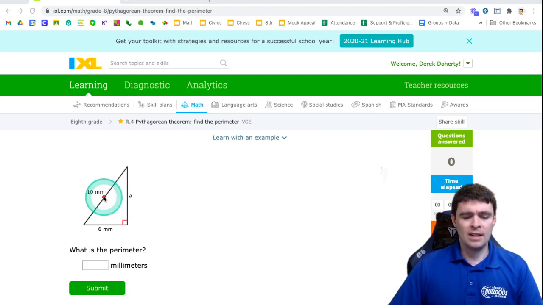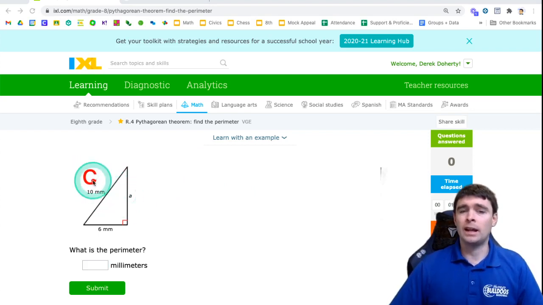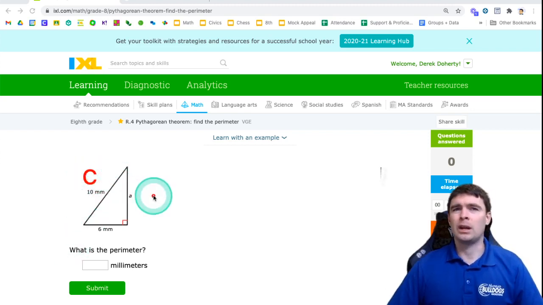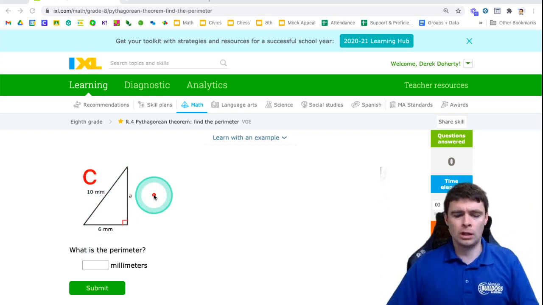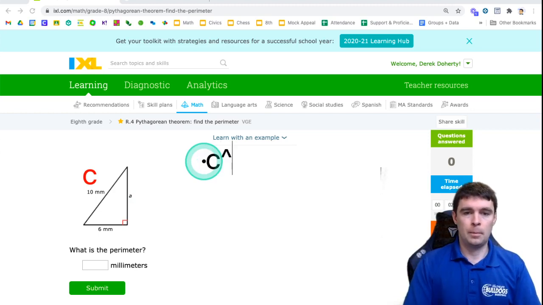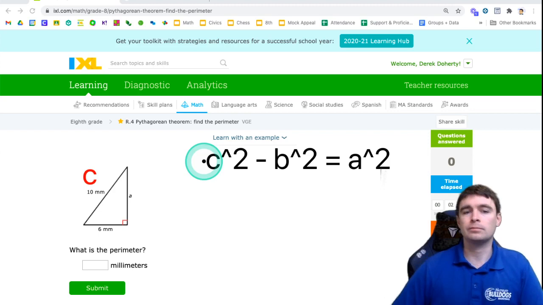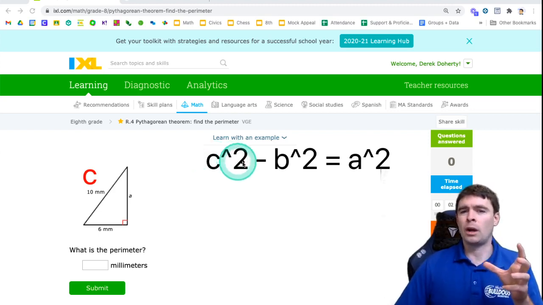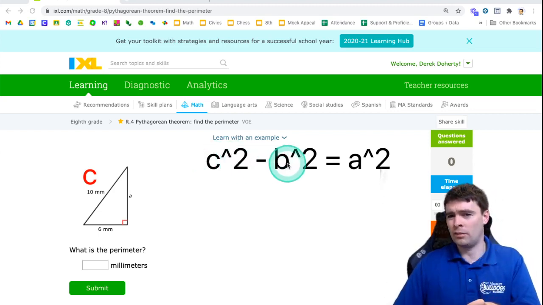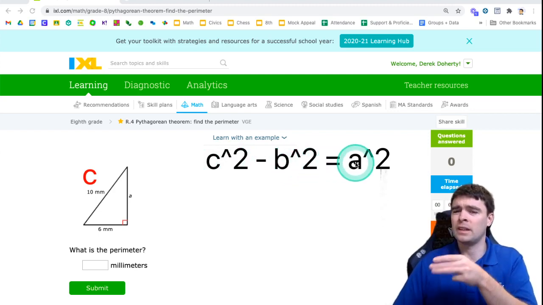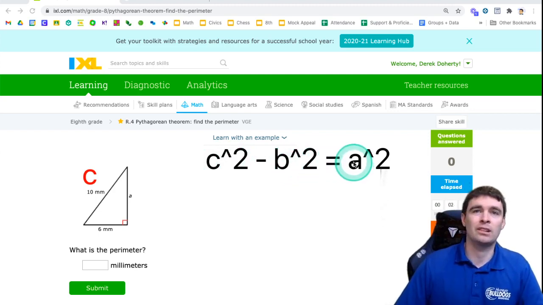With that in mind here, I see that for this triangle, I don't know one side. It's called A. I do already know the big side, the 10 millimeters, which I'm going to label as C. And whenever I know my big side and I want to find one of the small legs, I like to go to the formula: C squared minus B squared must equal A squared. If you take the big side, square it, subtract one of the legs squared from that, it has to be equal to the other leg squared. This means the same thing as A squared plus B squared equals C squared.